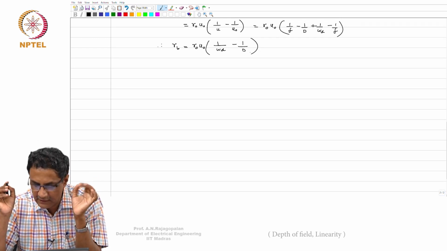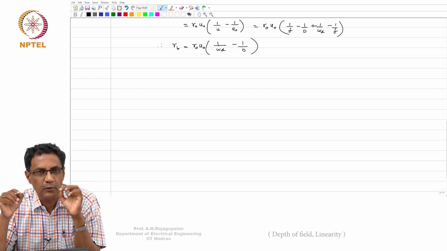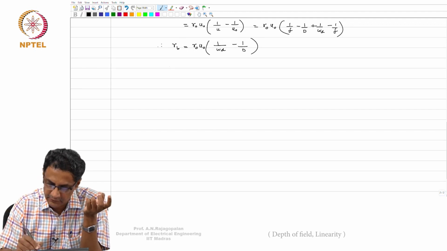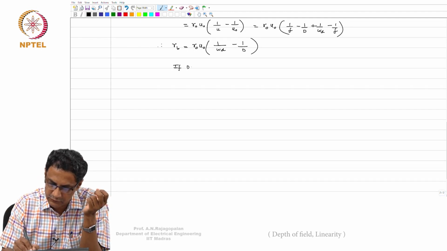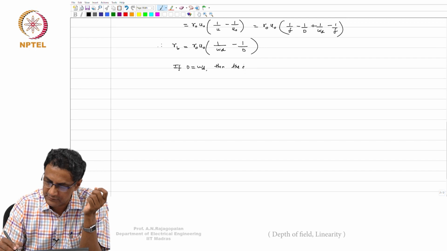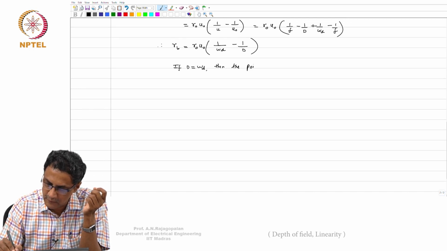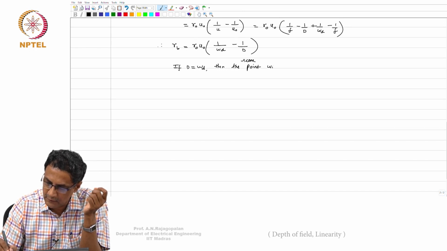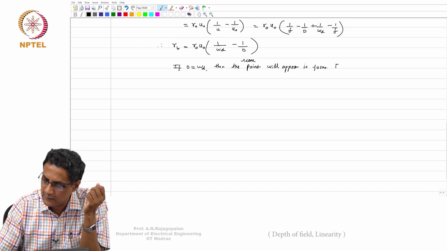So what this means is that if D, that is, if the point is such that D is equal to omega D, then RB equals 0. If D equals omega D, then there is no blur. Then the point appears in focus, or in other words, there is no blurring. Then the scene point will appear in focus, else not.